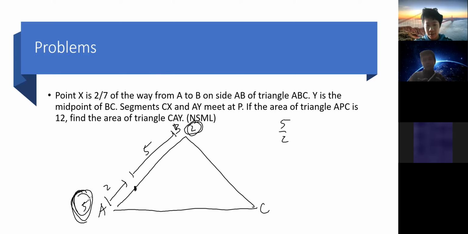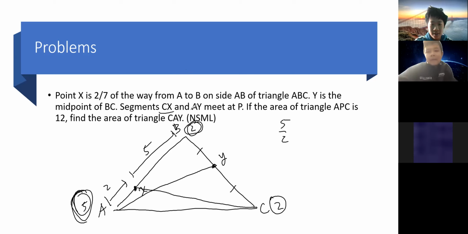Does everyone understand how those weights work? Okay. We have Y on the midpoint of BC, so Y is here. It balances, right? These are the same, which means that C must be 2. You don't need any difference in length, so B and C must have the same weight. Now remember the fact. So now we have to connect CX and AY.